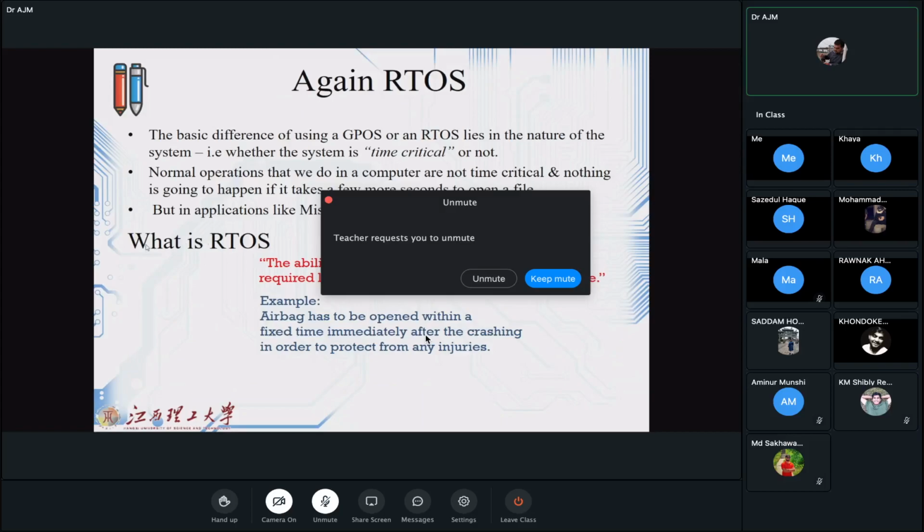Then, if we want to give a scientific definition of an RTOS, we can say an RTOS is the ability of an operating system to provide the required level of service in a bounded response time. For example, the airbag of a car should open immediately after the crash happens. Now you tell me, if the OS of your car is not working properly with some delay and the airbag opens with some delay, what will happen to the passenger? It means the problems which occur after the accident will be more.